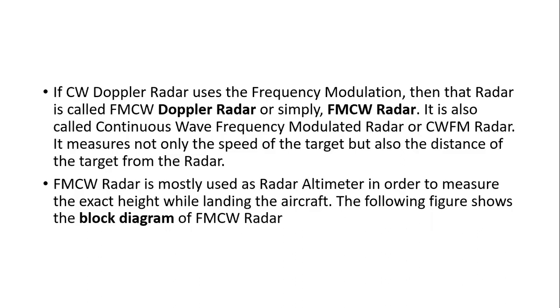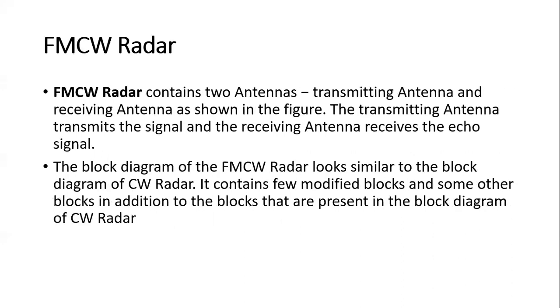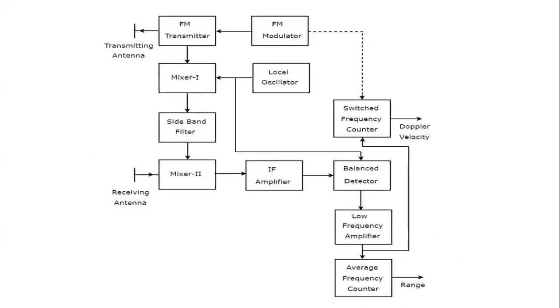So what is the purpose of this? Again, we are interested in an altimeter. What is an altimeter? An altimeter basically tells us about the height. So this radar is going to detect at what height the object is moving. Again, we have two antennas, one for transmitting and one for receiving. We have an FM transmitter that will be sending a very high frequency towards the antenna. We have an FM modulator, which will be working on the principle of FM modulation.